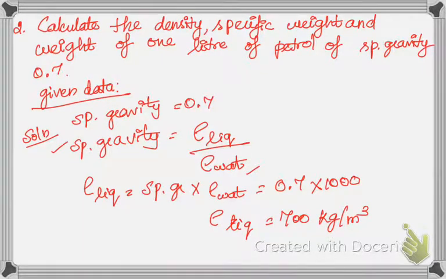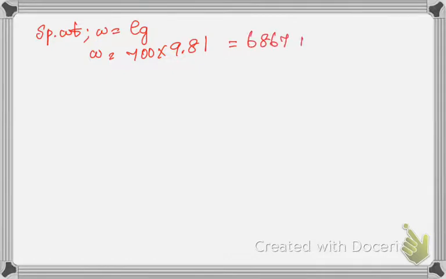So I have calculated the density. Now I have to calculate the specific weight. We know the formula for specific weight, W is equal to rho into G. Just now we have calculated the value for rho, which is 700, and gravity is 9.81. So it is 700 into 9.81, which is 6867 Newton per meter cube.